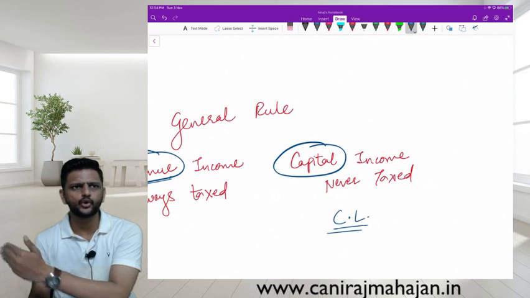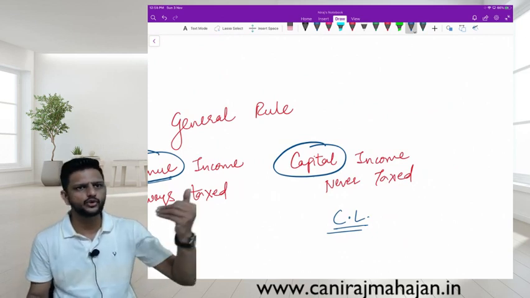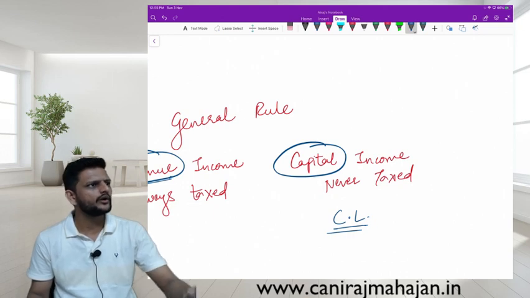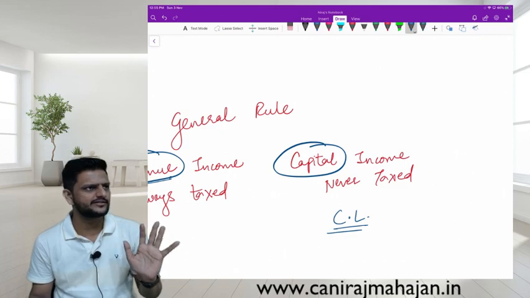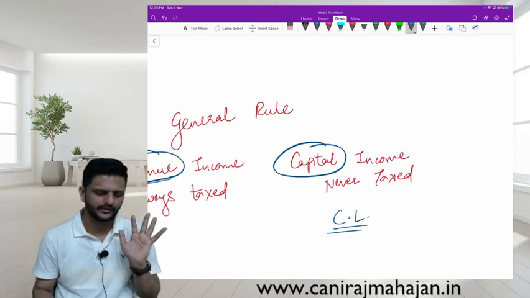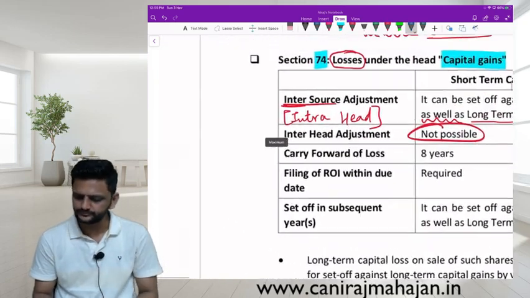HP loss can go to anyone. IOS loss can go to anyone. Salary loss, there is no concept. Yes or no? Capital loss cannot go to anyone else, it stays in the same head of income itself. Understood or no? Fine? Okay. Understood or no?